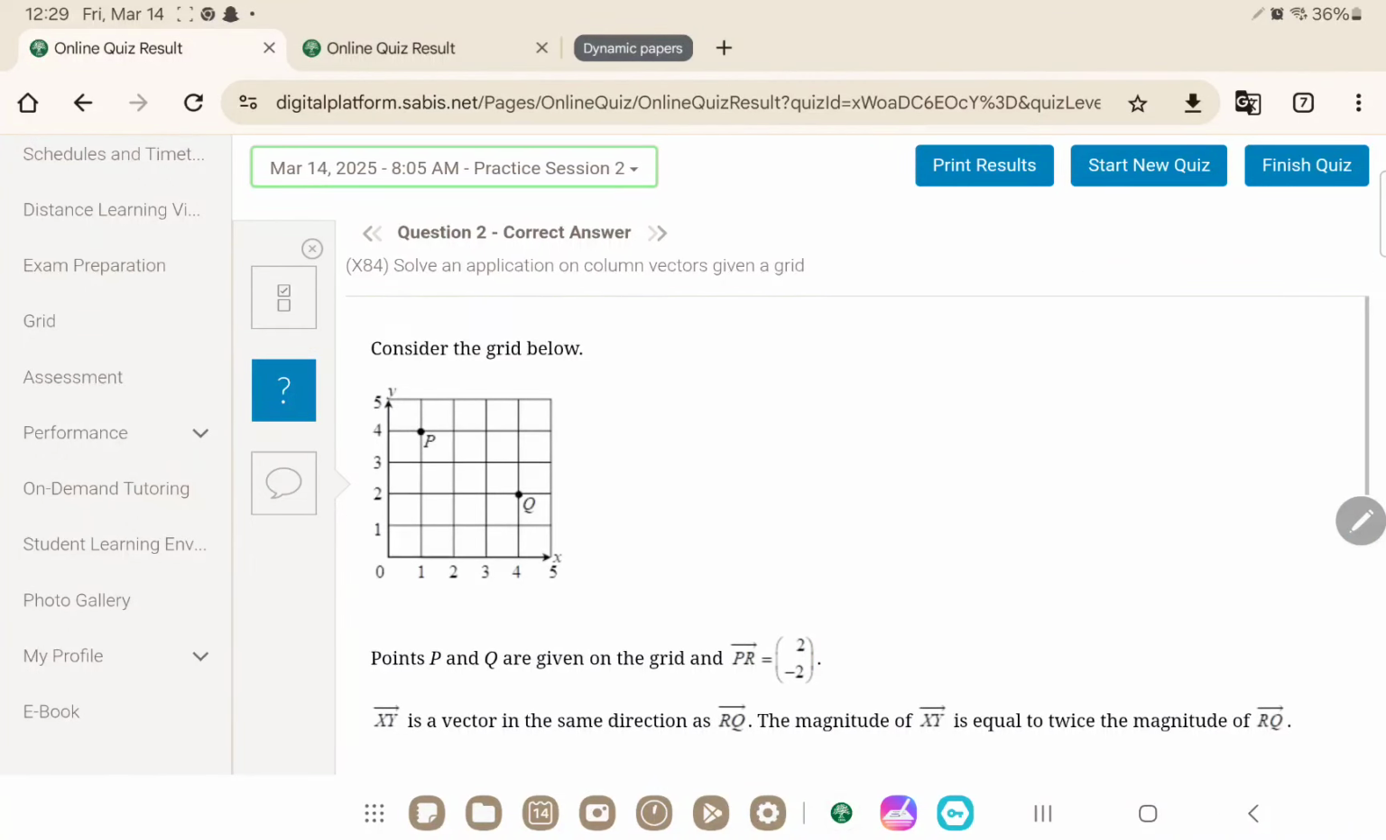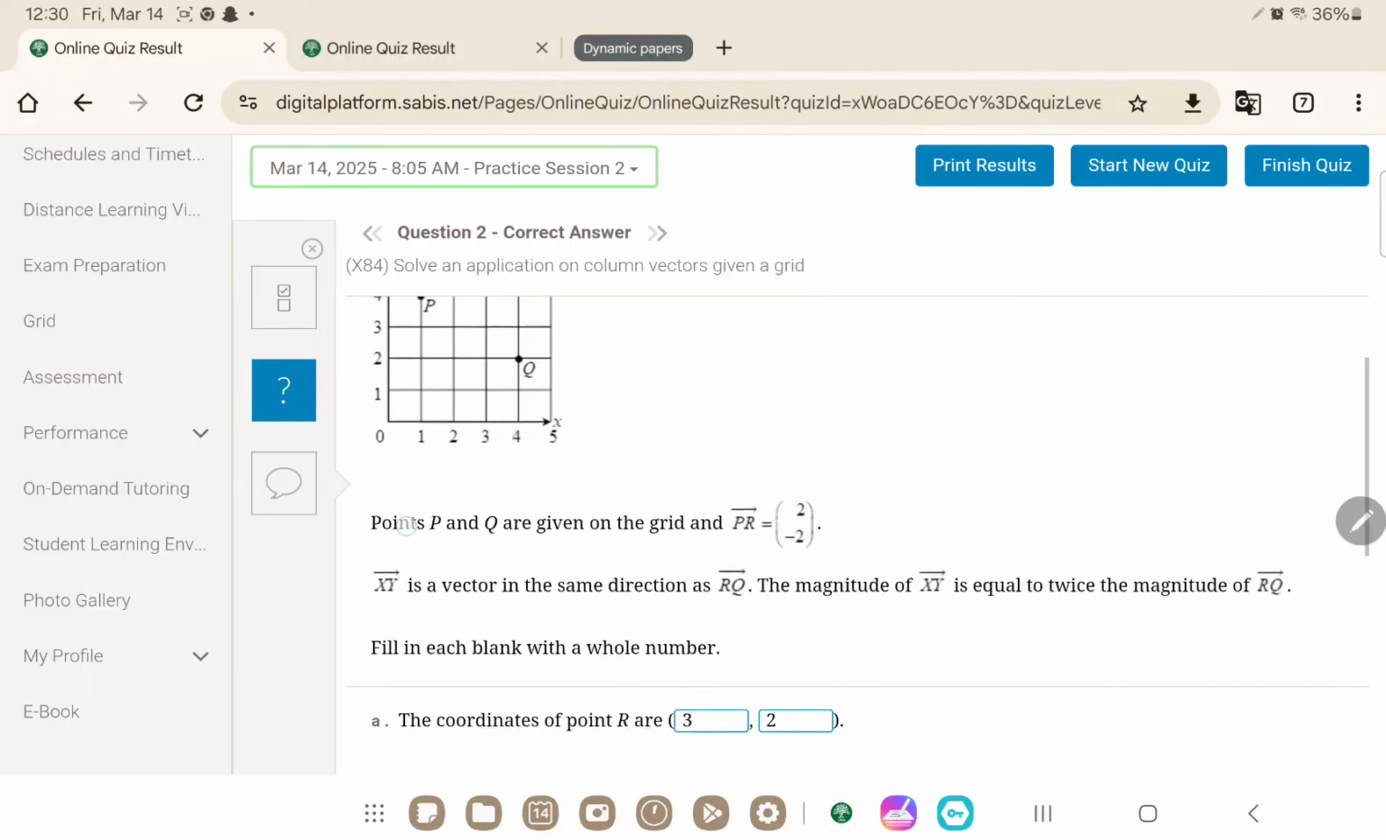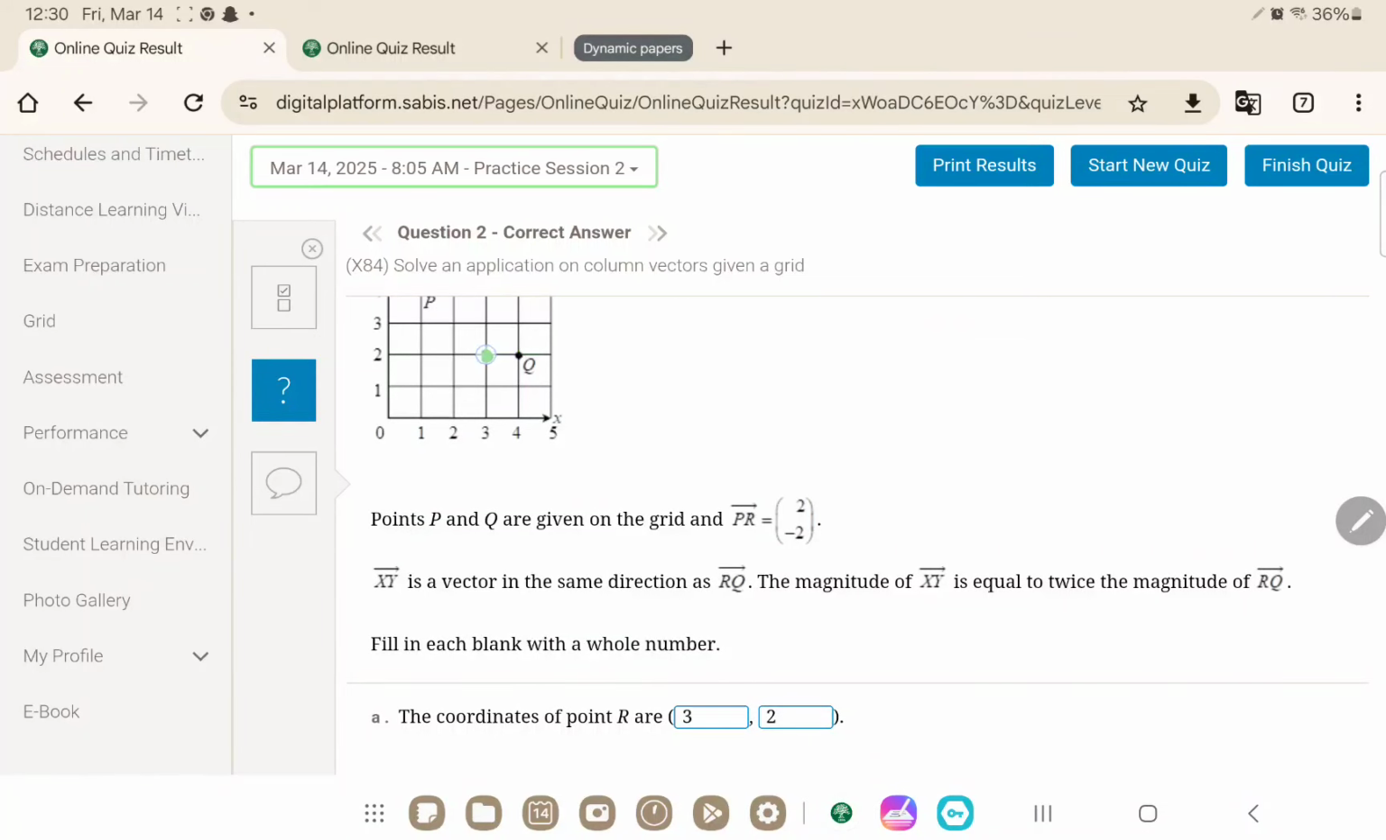Okay, this question is really easy. They're telling you that PR is a vector of 2, so you move 1, 2, and then 2 down, 1, 2. So here is R. So this is our vector PR. And they're telling you XY is the same direction as RQ, but twice the magnitude of RQ. Now, what are the coordinates of point R? We said R was here, 3, 2, and those are the coordinates.